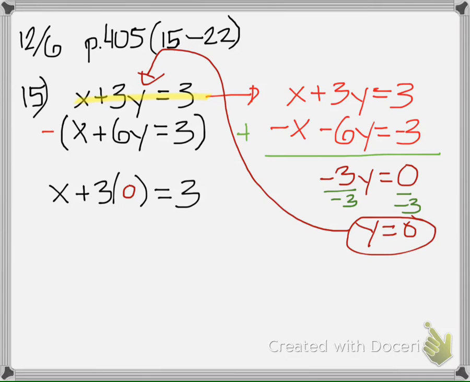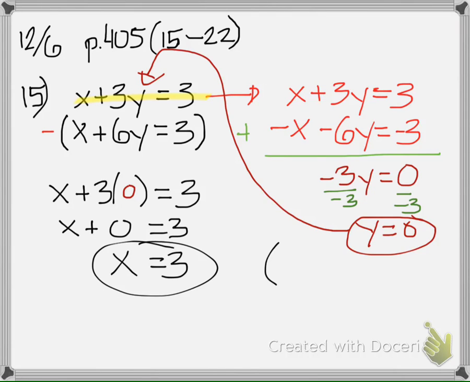Now we go ahead and solve. 3 times 0 is 0. So x must be 3. And there goes our second answer. So the solution set to this system of equations is (3, 0).